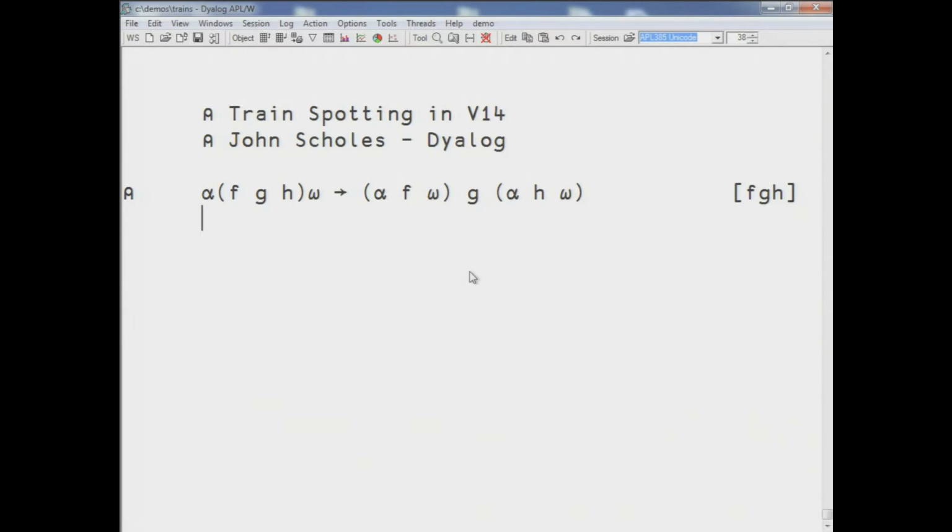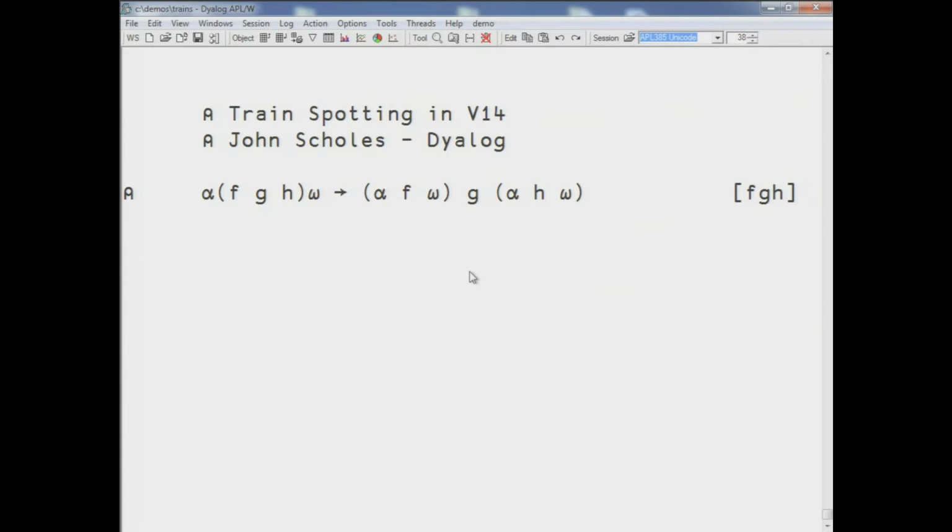If I have three functions, F, G and H, in isolation, that constitutes a function train. If I give arguments either side, then this is a definition. This is a fork with three prongs in it. It applies the left and the right prong, the functions, between the arguments, and then it uses the middle prong as a dyadic function between the results of those. So this is all there is to it. This is the definition. A three train is interpreted in this way.